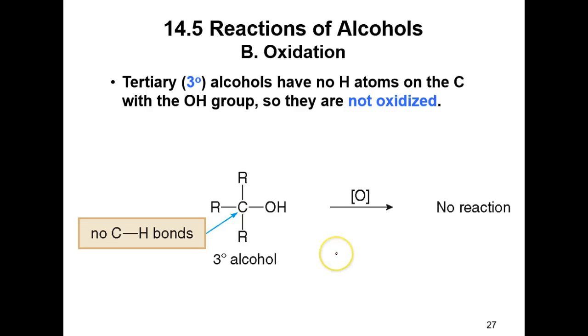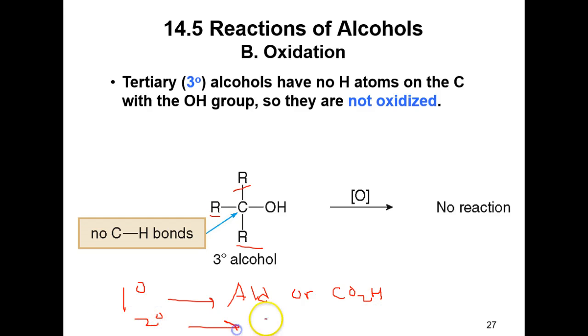Why can you not oxidize? Think about it for a second. If you said because I do not have a hydrogen, you are correct. There's no hydrogen to oxidize. Okay, so primary alcohols can go to the aldehyde or a carboxylic acid. I'll just put a shorthand. Secondaries can only go to a ketone.